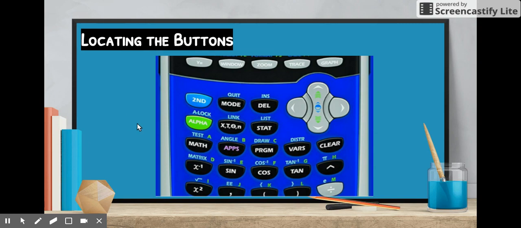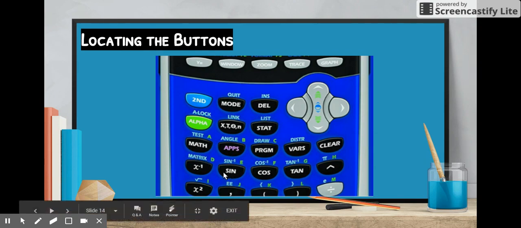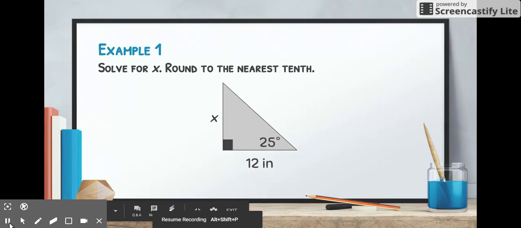Also, you need to make sure you know where the buttons are for sine and cosine and tangent. If you look at your calculator, it's to the left of the caret button and next to x to the negative 1. So you have sine, cosine, tangent.